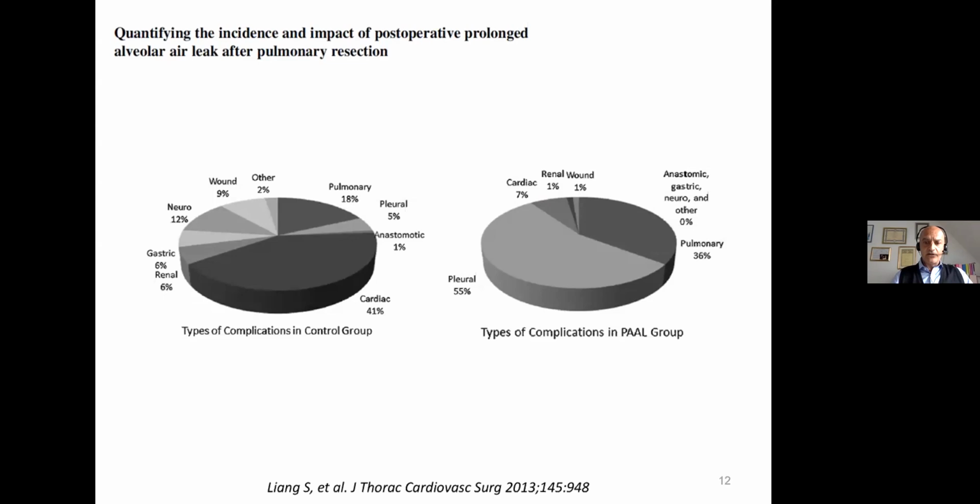And the other interesting factor is that the type of complications in the group of patients with prolonged air leak was slightly different than in those without prolonged air leak, mainly pleural complications. So having an air leak or prolonged air leak and a persistent drain is certainly a risk factor for other complications, namely pleural-based, like empyema and chest infection.